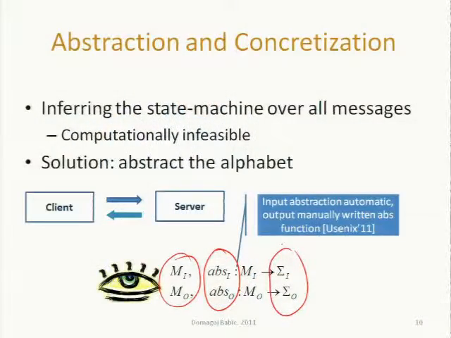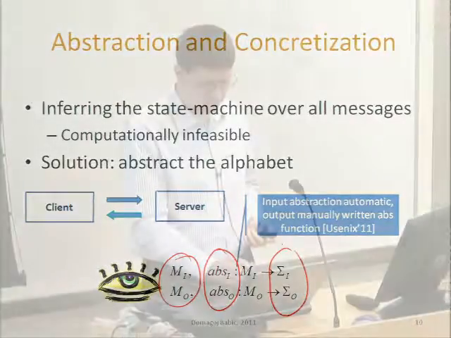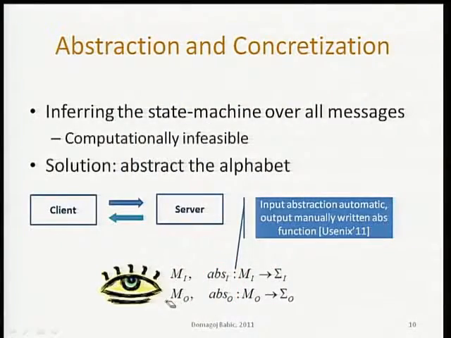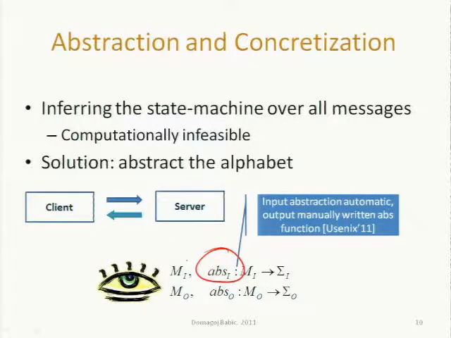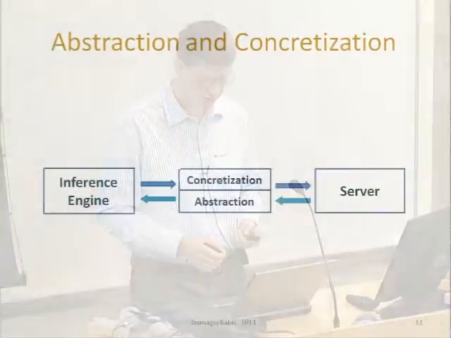We also use some prior work for reverse engineering of message formats to help us with that. And then in the later work, which I'm going to present in the second part of the talk, we actually figure out how to do the input message abstraction automatically, but we still require the output message abstraction function to be provided. I'm going to talk about that later.